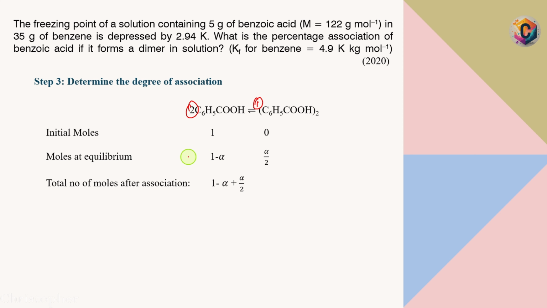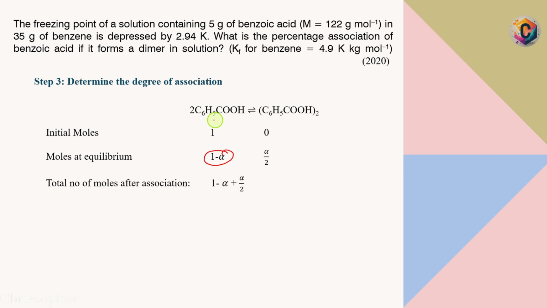So if you consider the fraction of moles of benzoic acid undergoing dimerization, here two molecules of benzoic acid are required to form one dimer. Got it? So for 2, we get 1. Which means that for alpha, I will be getting alpha by 2 to find out the total number of moles after this undergoes association, right?